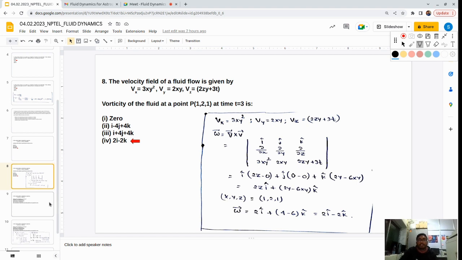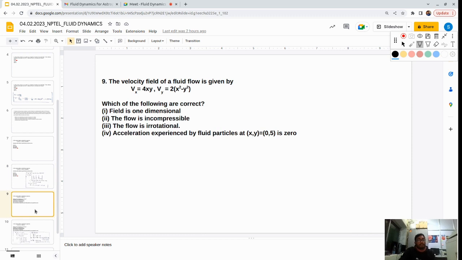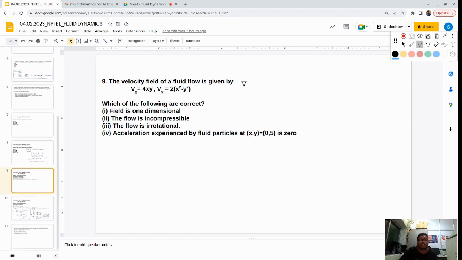Okay, so the next question is, the velocity field of a fluid flow is given by Vx equals 4xy, Vy equals 2x square minus y square. Which of the following are correct? The field is one dimensional, the flow is incompressible, the flow is irrotational, and acceleration experienced by fluid particles at some point is 0. So first of all, the first option is not correct, right? This is not a one dimensional field. You have been given two components of velocity, Vx and Vy.